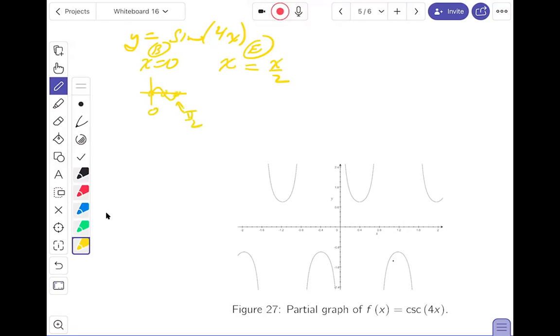Let's write that down, and I'll put it in red. So we can get an asymptote at 0. I'll write that down for you. We're going to get an asymptote at, let's see, the distance between 0 and pi over 2. I'm sorry, yeah, pi over 2 with pi over 4.